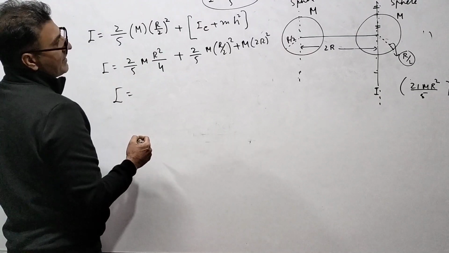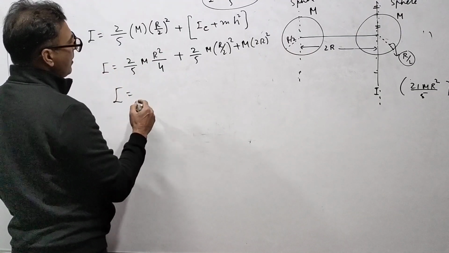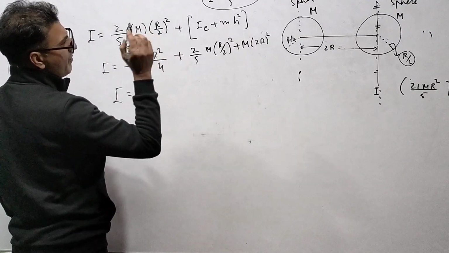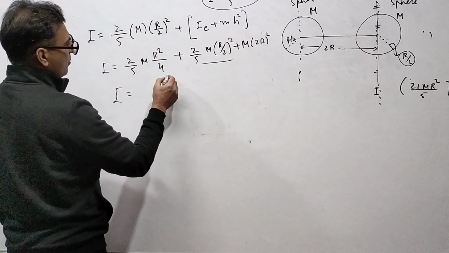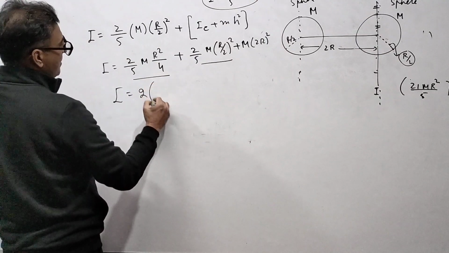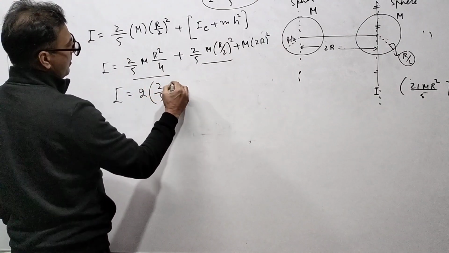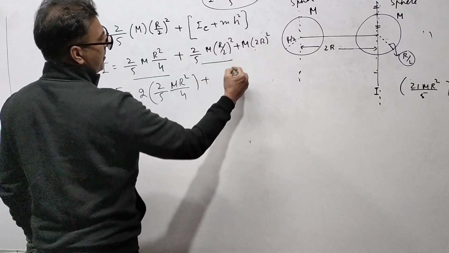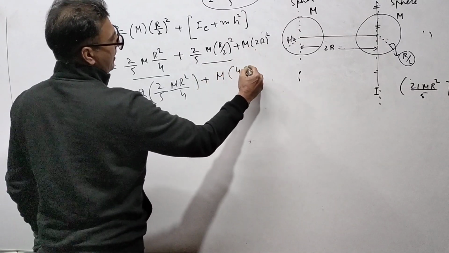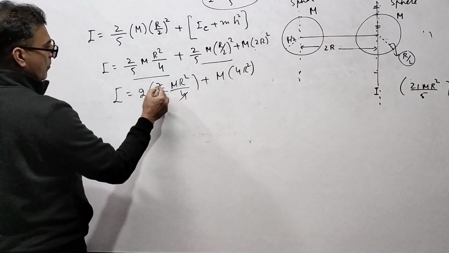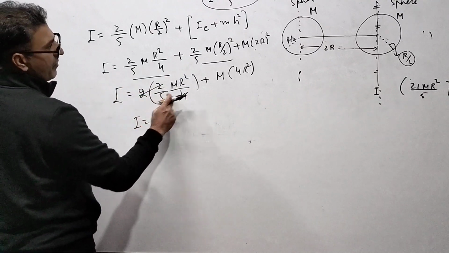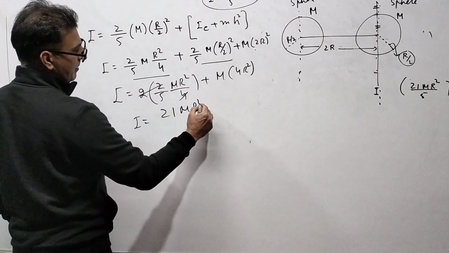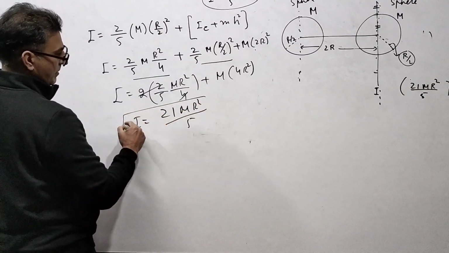तो क्या किया जाए? चलो एम आर स्क्वायर कॉमन ही निकालो आप. एम आर स्क्वायर कॉमन ही नहीं, इनको 2 टाइम्स कर दो. 2 टाइम्स 2/5 एम आर स्क्वायर बाई 4 प्लस एम 4r स्क्वायर. ये 4 और 4 कैंसिल हुआ. ये 5 4 जा 21 एम आर स्क्वायर बाई 5 आंसर.